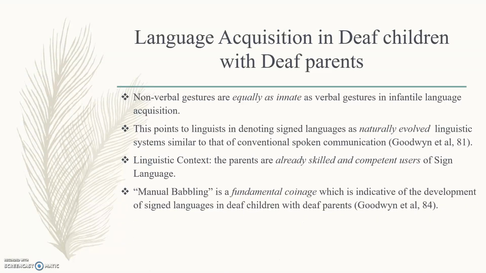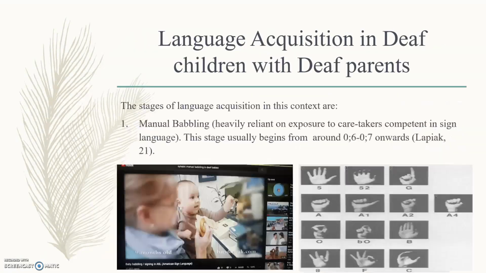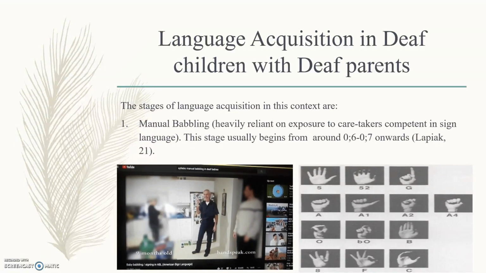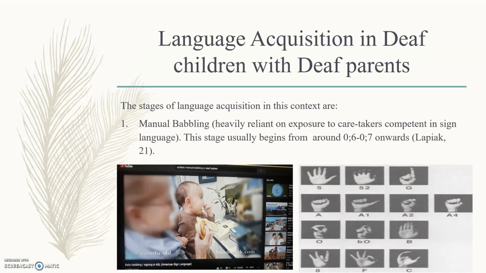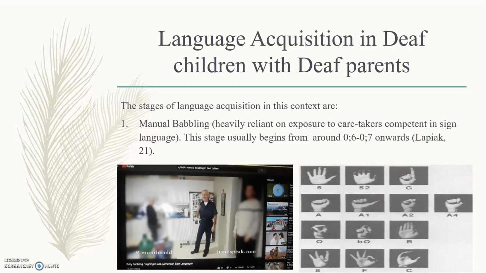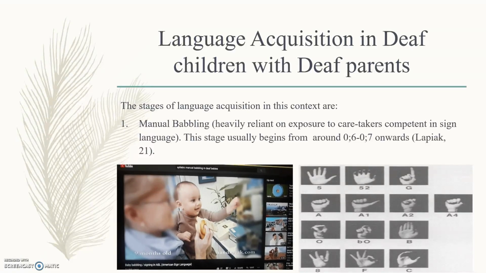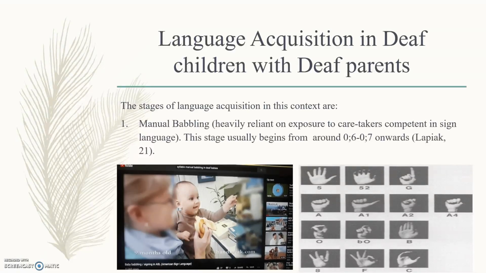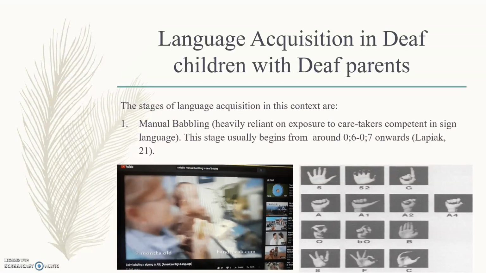So to understand this stage, we need to understand the concept of manual babbling, which is a fundamental coinage indicative of the development of sign languages in deaf children with deaf parents. So let's begin with manual babbling as stage 1 in this process. So it is basically heavily reliant on exposure to caretakers competent in sign language, and it usually begins from 6 to 7 months onwards according to Lapiak.